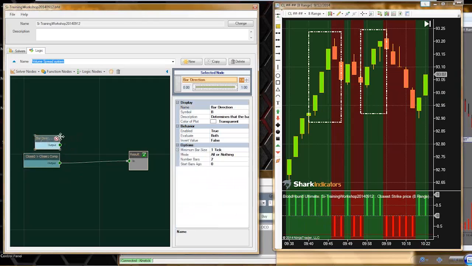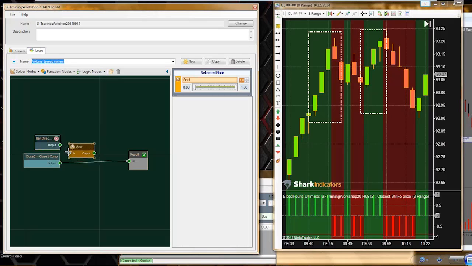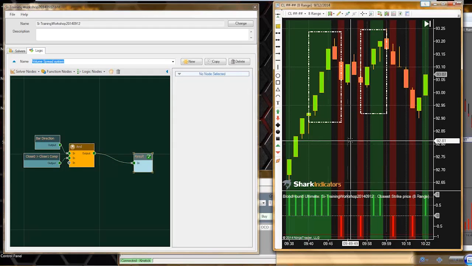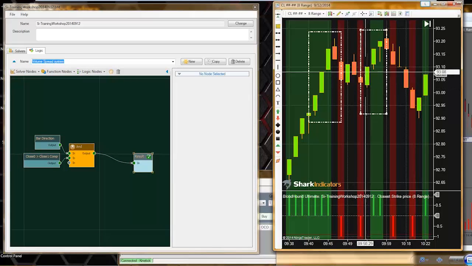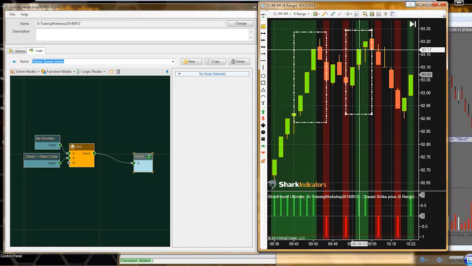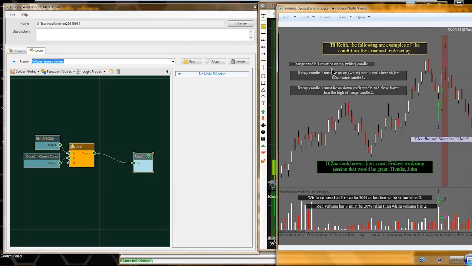There's that part, and essentially those are 2 requirements together. So we'll join this together with an AND node. Alright, so there we go. Let's look at this area right over here. Our first up bar is empty, but our second up bar is marked with a long output, denoting that we got 2 up bars. So condition 1 has been met, and condition 2 has been met, where candle 2 must be an up bar, and the close is higher than candle 1.